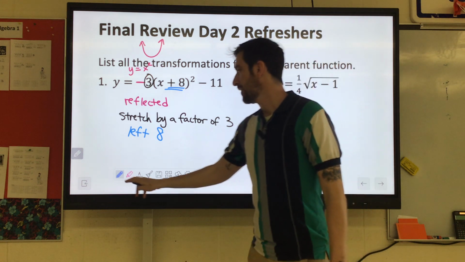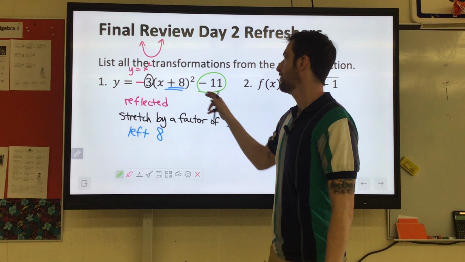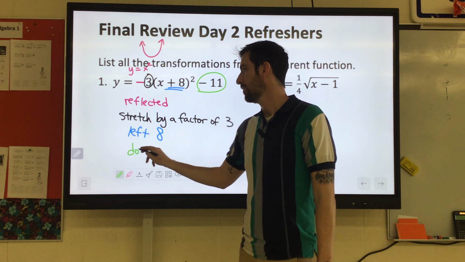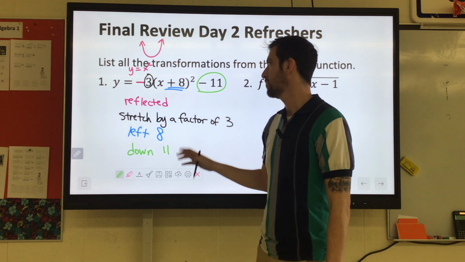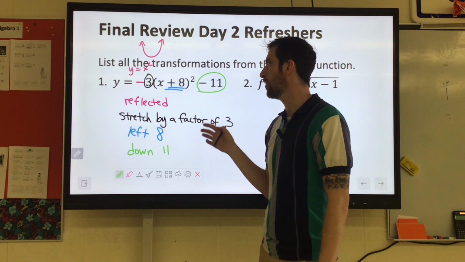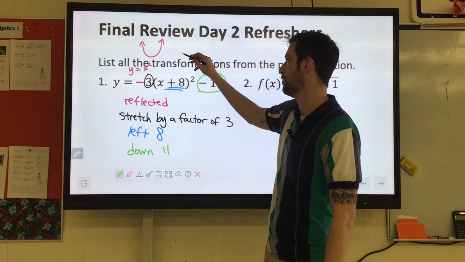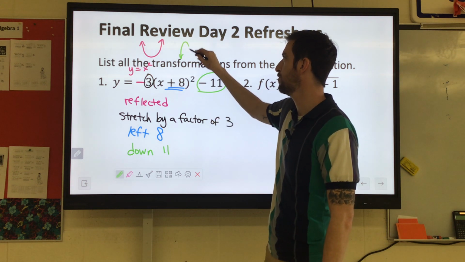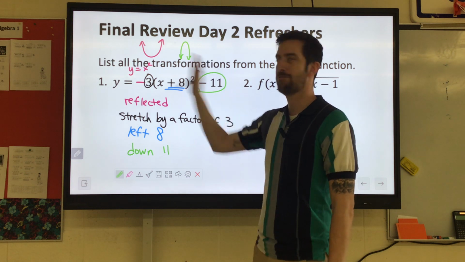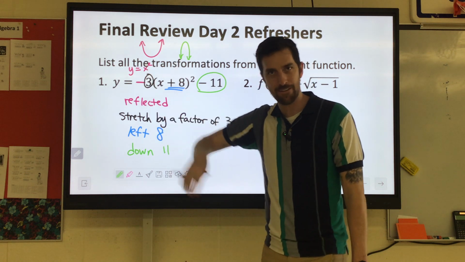And then at the back, you have that minus 11, and that would shift it down 11. So this U-shaped graph would be reflected. It'd be upside down. It'd be stretched by a factor of 3, so it'd be way skinnier. It would be left 8 units. It would be down 11 units.